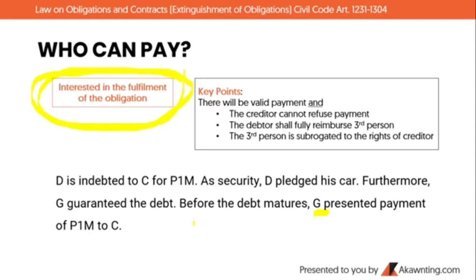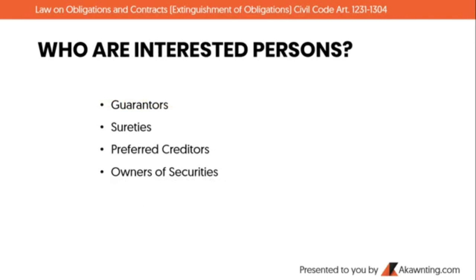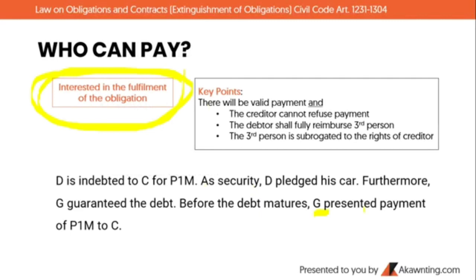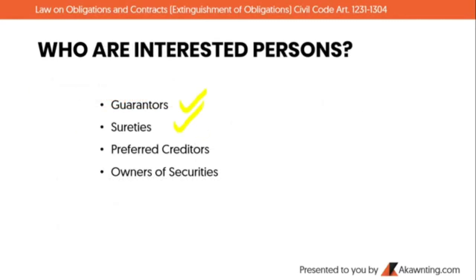Paano kung yung boyfriend ko interested na ma-fulfill yung obligation ko? So, pasok pa siya sa definition ng isang interested person? The answer is no. Ito yung mga interested person usually. Who are interested person? Usually, they are the guarantors, which is yun yung example natin in this case. So, G is a guarantor. Pwede ring mga sureties. Yung mga sureties kasi parang guarantors din yan, pero hindi natin siya i-discuss within this topic kasi mapag-aaralan nyo yan in other laws. So, preferred creditors. Pag sinabi nating preferred creditors, sila yung mga creditor na dapat mo munang bayaran bago bayaran yung ibang creditors. Kapag ang nagbayad ng isang utang ay isang preferred creditor, isa siyang interested person. And usually, pwedeng mangyari to, owners of securities.